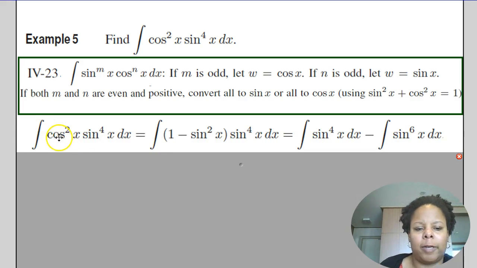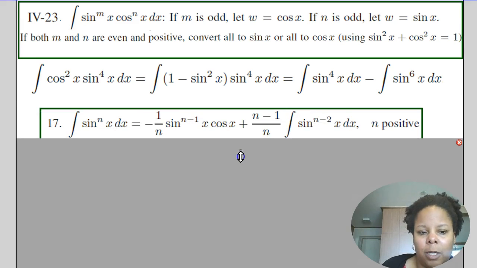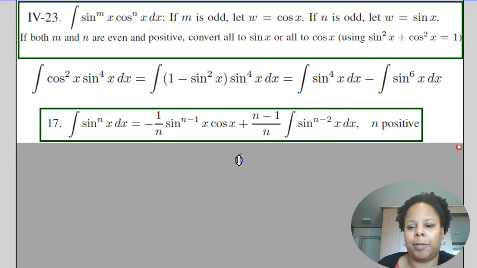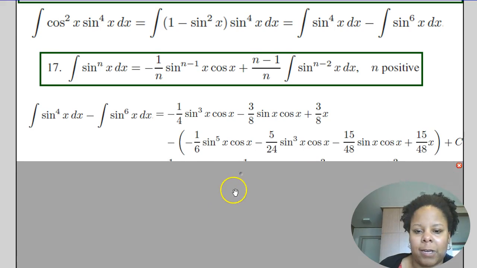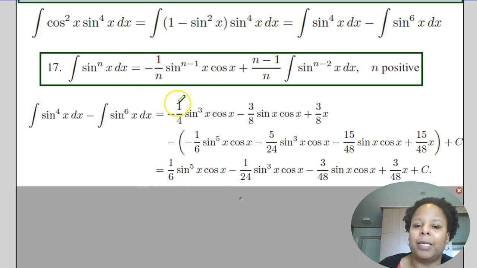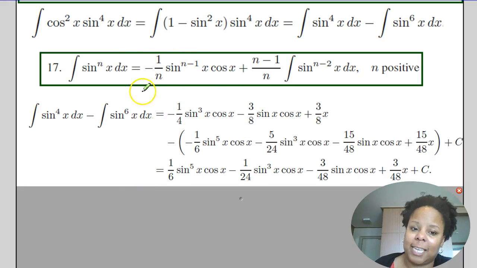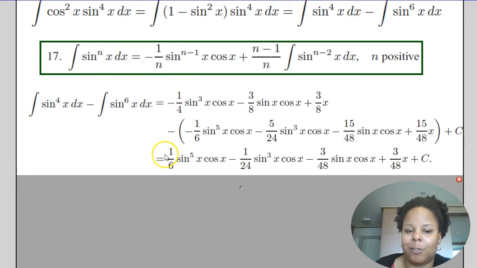So cosine squared x is the same as 1 minus sine squared x. And so now we get sine to the fourth dx minus sine to the sixth dx. And so we can use previous integrals or our table of integrals formula from number 17 to come up with an expression for each of them. And as we can see here, we just apply that value and we get our final answer, simplified as well. Not pretty, but at least we don't have to do all the grunt work. We can just say by the table of integrals, we can use this antiderivative formula solution and be done with it.